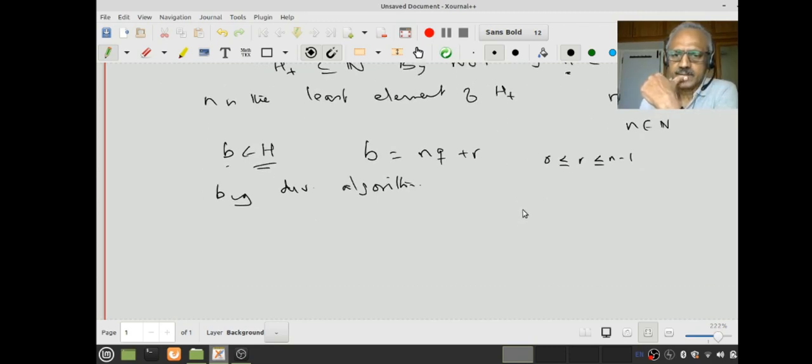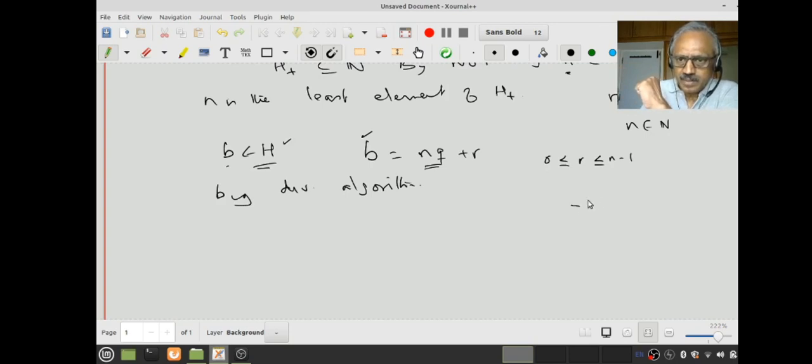Alright. Now let's look at, what do you know about B? B is in H. What do you know about the element Q? Remember, n is an element of H plus and hence is an element of H. Therefore, it's a multiple, that is Q plus Q plus Q, n times. N could be negative also, but doesn't matter. In that case, it's minus Q minus Q minus Q, n times.